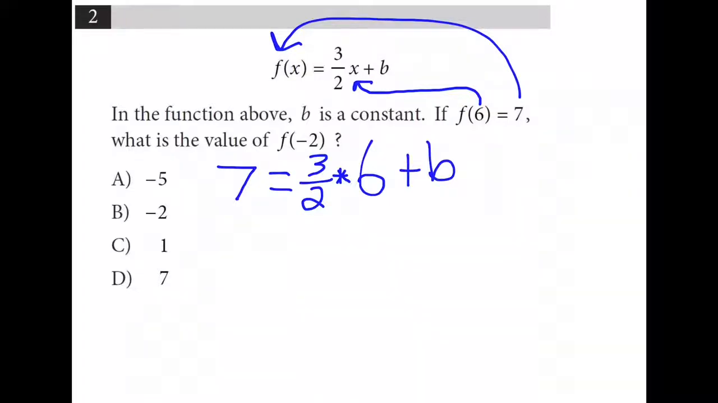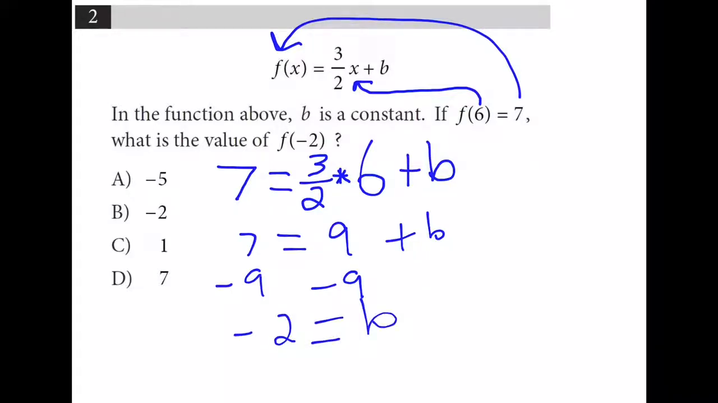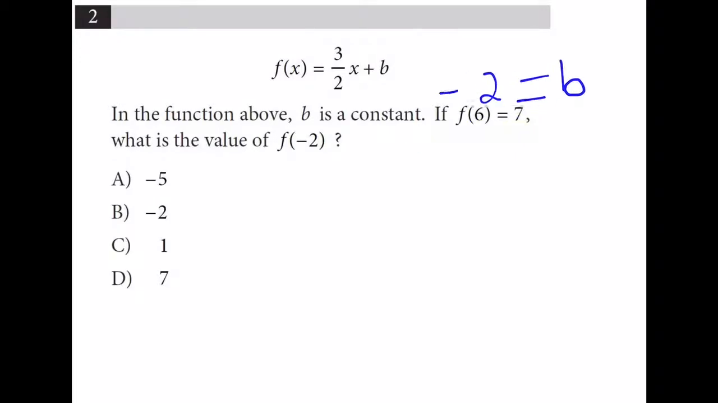I try to avoid 6's and b's in such close proximity, but what are you going to do? To solve this, I can multiply out to get 18 over 2, which simplifies to 9. So I'll just erase that and put a 9. Then I subtract 9 from both sides, and I get negative 2 is equal to b. So let's move this over here.